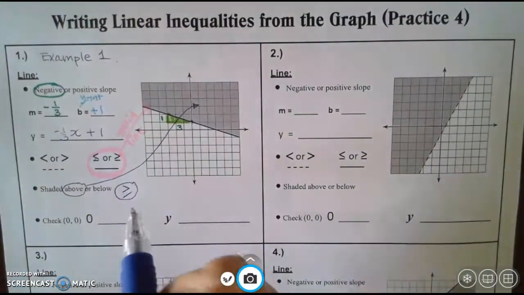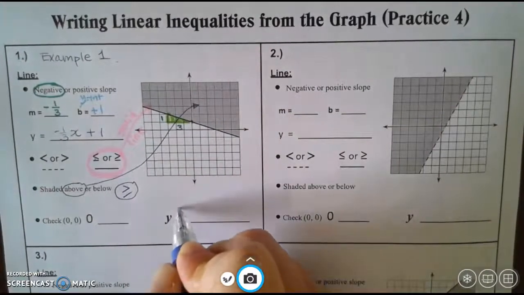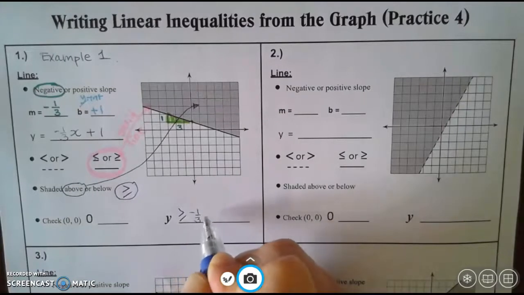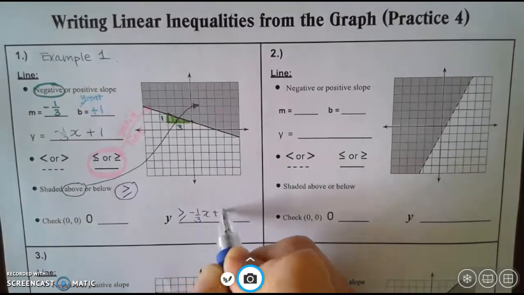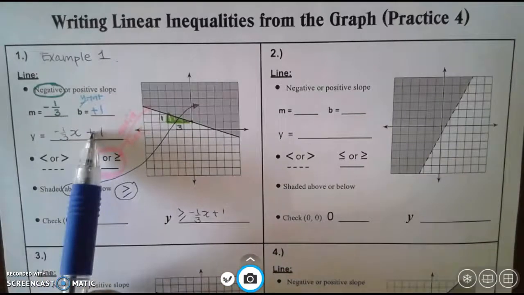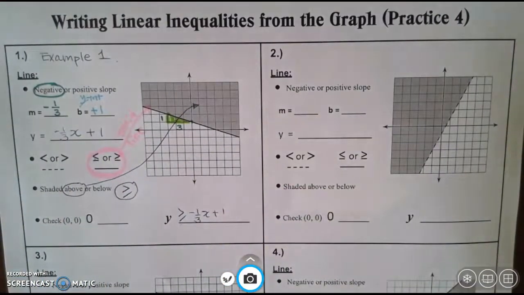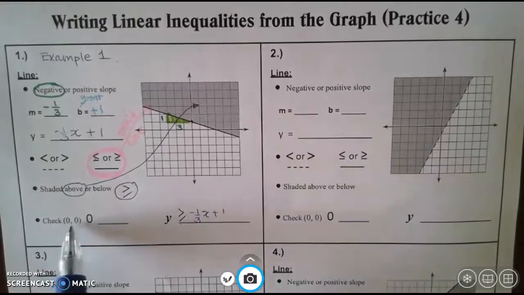So I am going to write that down now. y is greater than or equal to negative a third x plus 1. So this is where I got the equation. Now I am using the inequality that I just figured out. Then I need to make sure this is correct.